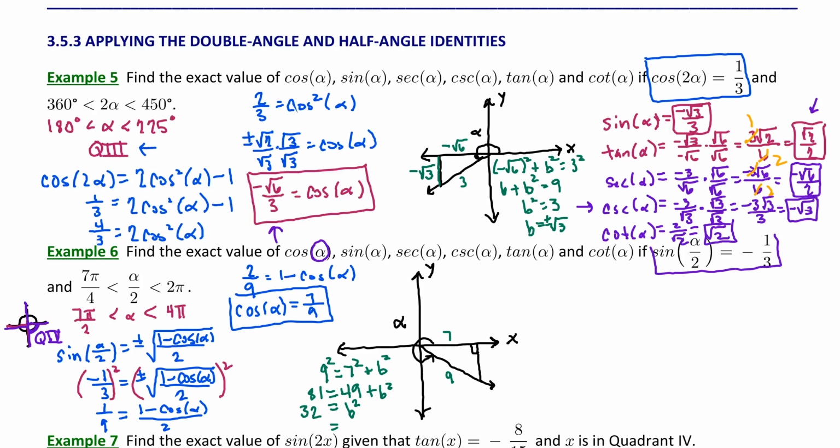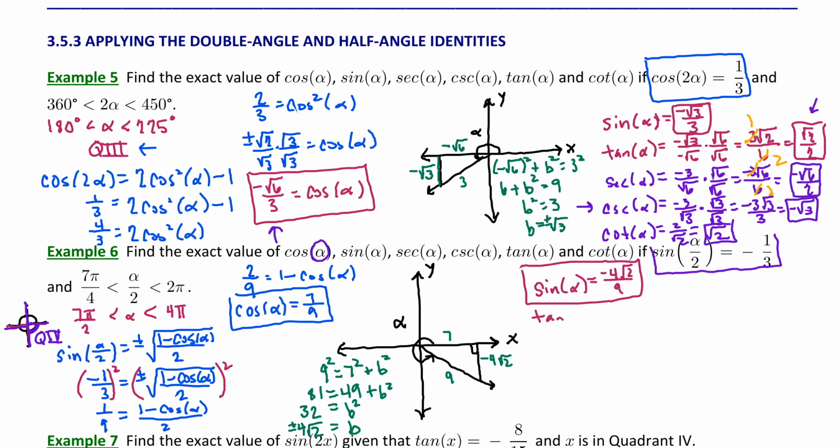And thinking of 32 as 16 times 2, the square root of 32 then would be plus or minus 4 square root of 2. Since we're dealing with a vertical segment in quadrant 4, we're going to label that segment as negative 4 square root of 2. Now that the diagram is labeled, we can easily identify the values of the other 6 trig functions. Recall that sine is the y-coordinate divided by the hypotenuse, so we get sine of alpha equals negative 4 square root of 2 over 9.